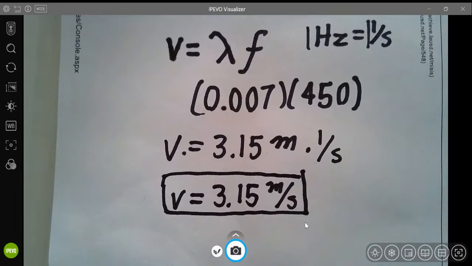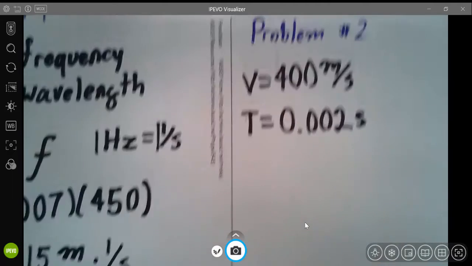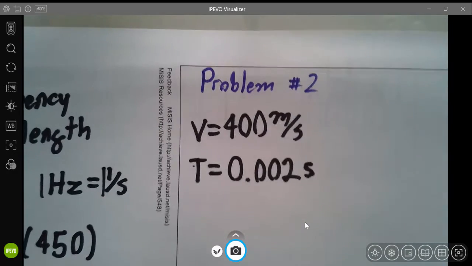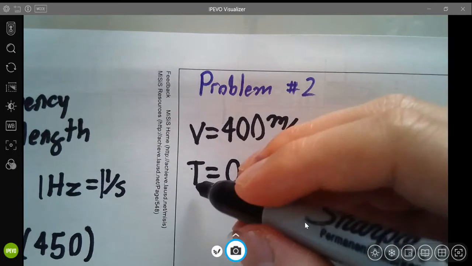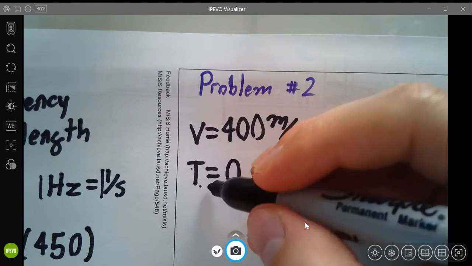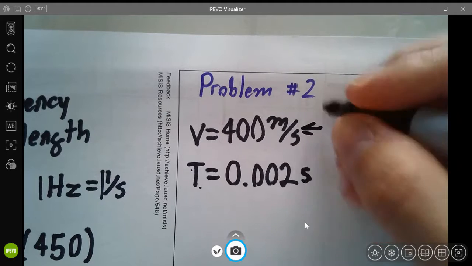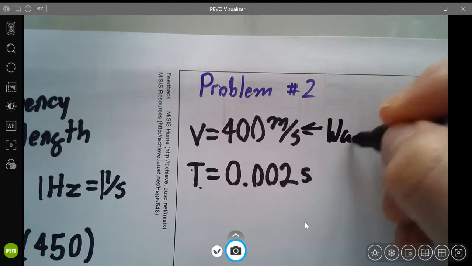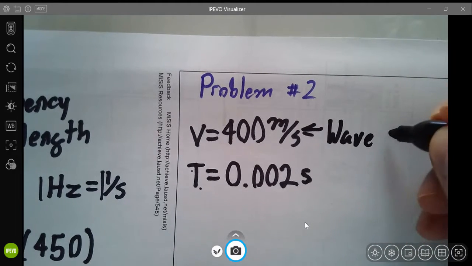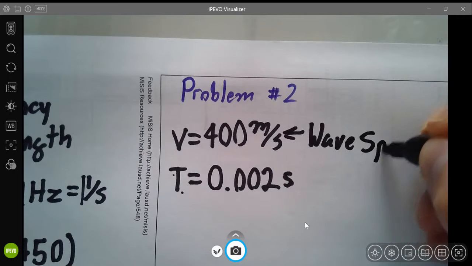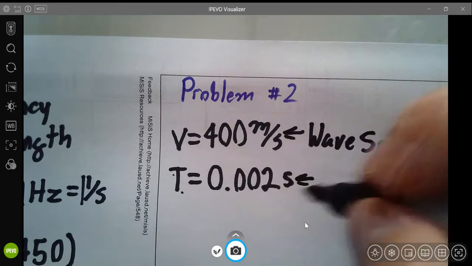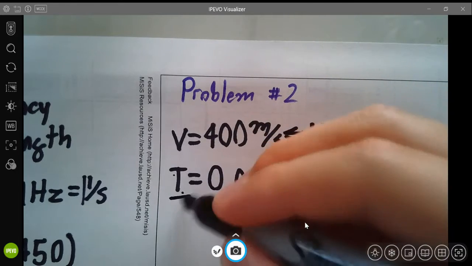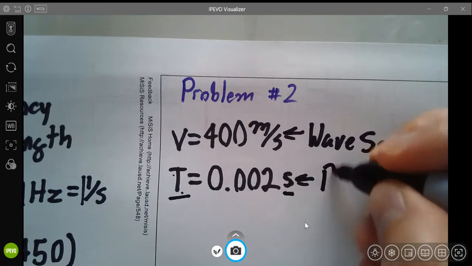Okay, let's take in another one. Let's try one that's a little trickier, okay? You have a wave with a velocity of 400 meters per second, and this is your wave speed, right? Wave speed. I'm going to write that down here. And this is not a frequency. Notice this has seconds in it. It's also represented by capital T. So this is my period.